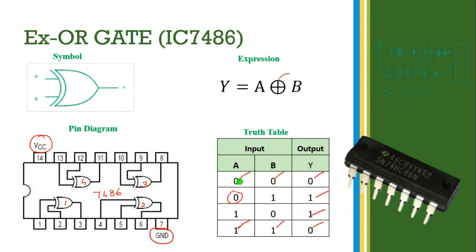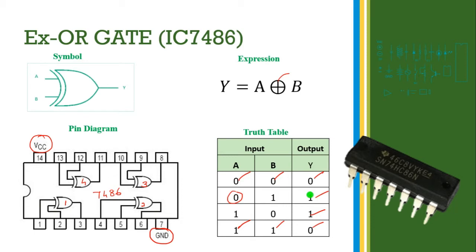Once again, I repeat the truth table. If both the input values become the same, the output value becomes low, that means 0. Look here: 0, 0 gives 0, and 1, 1 gives 0, because both inputs are the same. That's why the output value becomes 0. Otherwise, the output value becomes 1. This is the XOR operation.